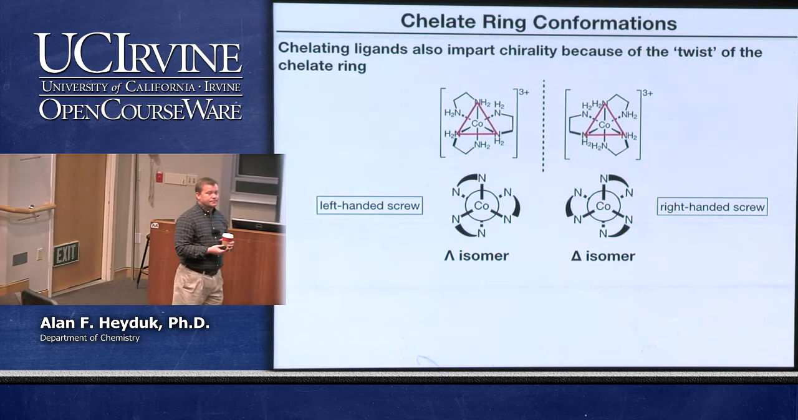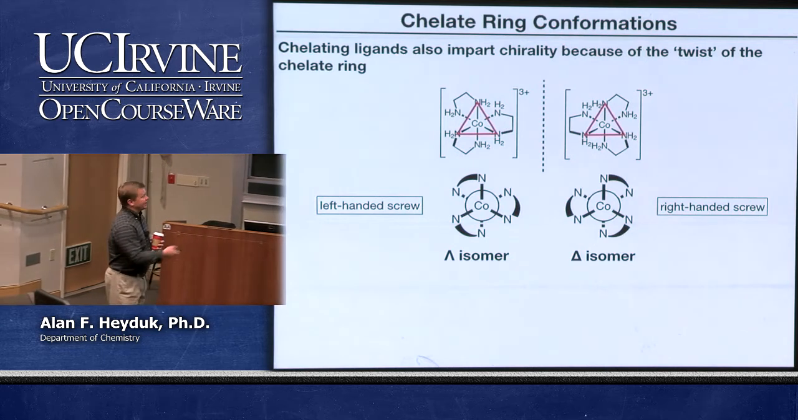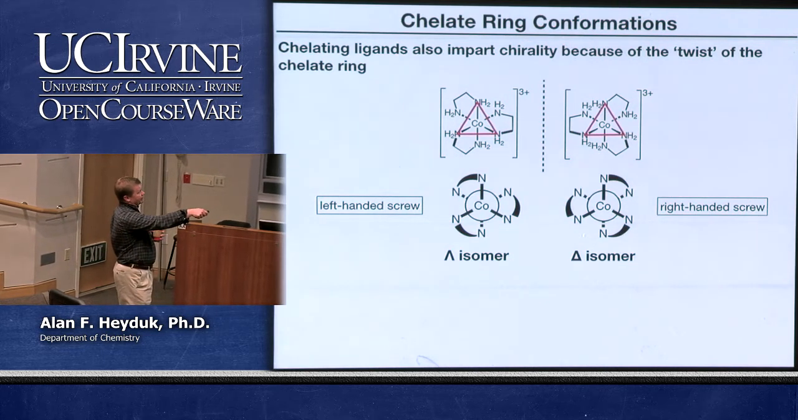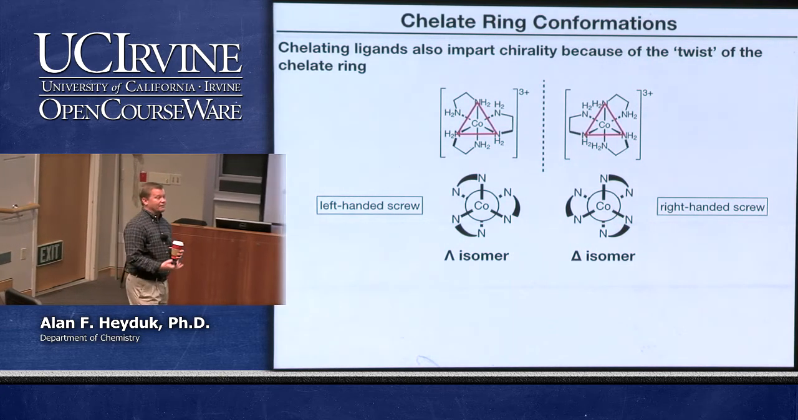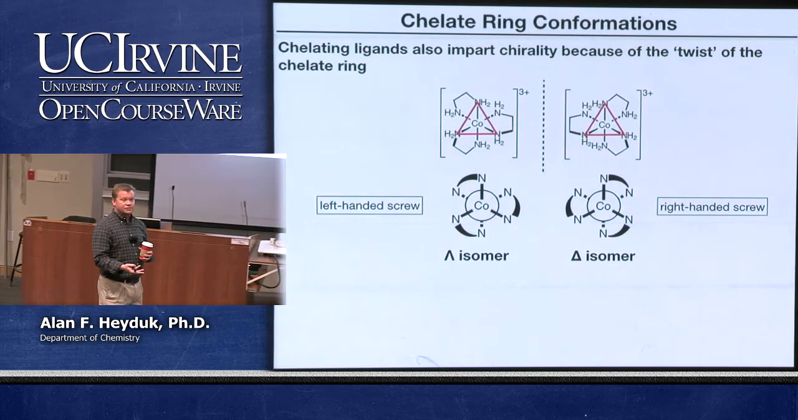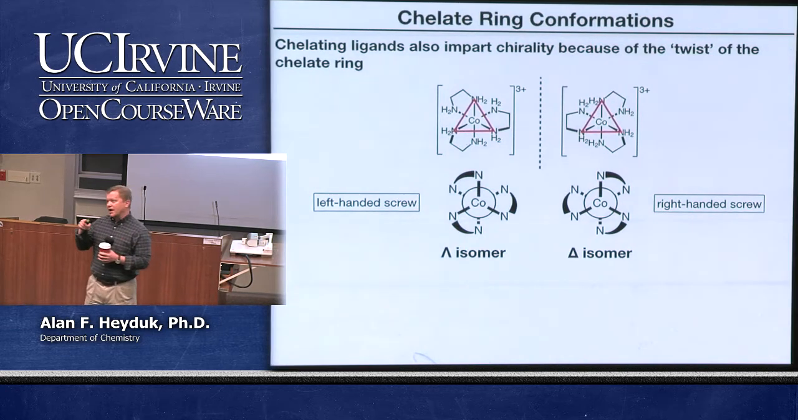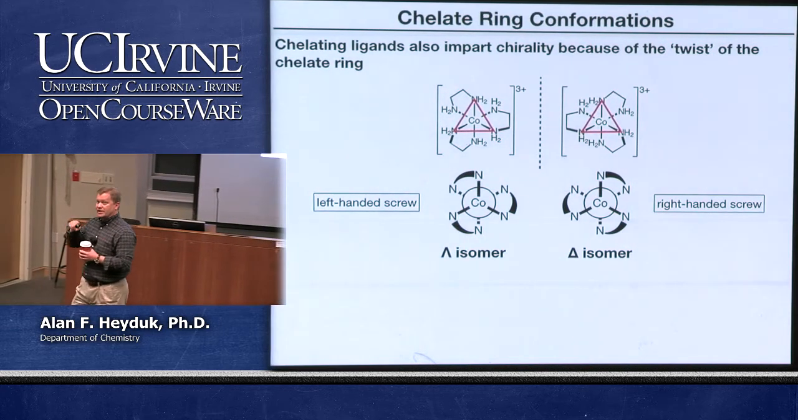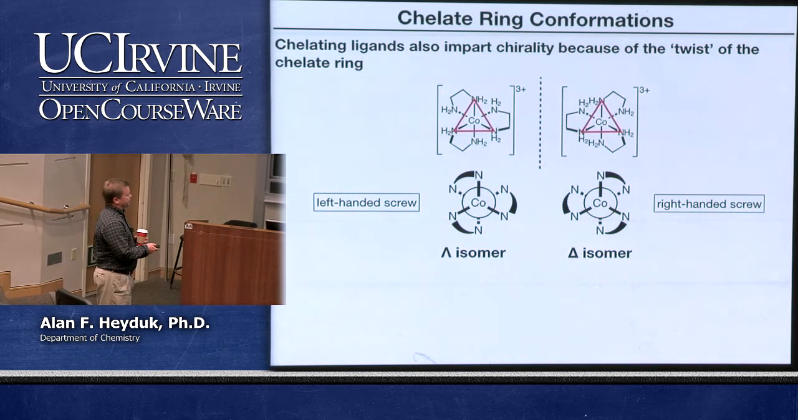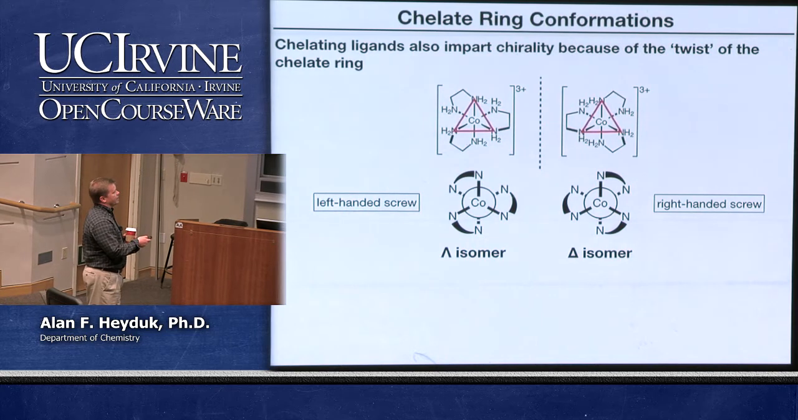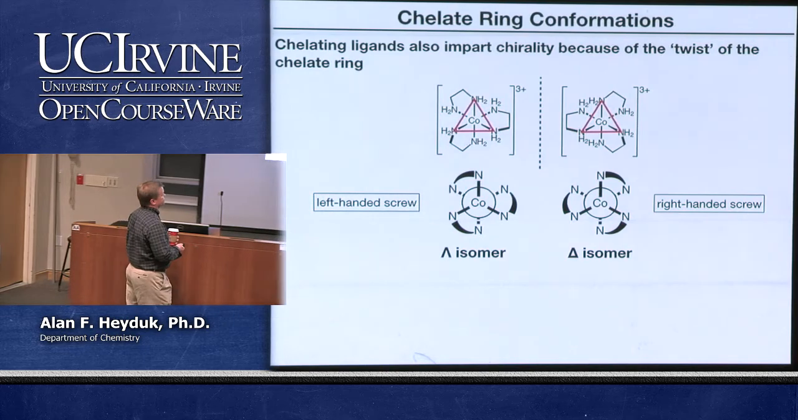Now it turns out you can go through and assign the handedness to each individual ligand as well. Your textbook talks about that. Each individual ligand can have a left-handed twist or a right-handed twist, and you can get mixtures. Those are typically given lowercase lambda or lowercase delta to indicate the twist of individual ligands. But for our purposes, we'll be interested mostly in the overall handedness of the entire complex.